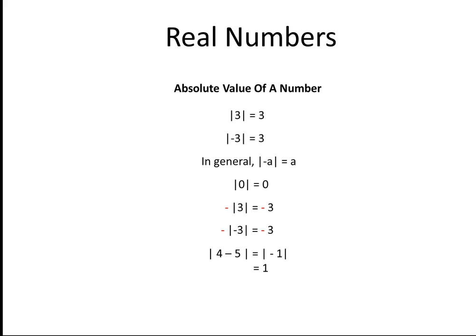The absolute value of 4 minus 5 is equal to the absolute value of minus 1, which is equal to 1. The absolute value of minus 4 plus bracket minus 3 is equal to 4 minus 3, which is equal to 1. The absolute value of minus 4 here is equal to 4, and the value of plus bracket minus 3 is equal to minus 3.